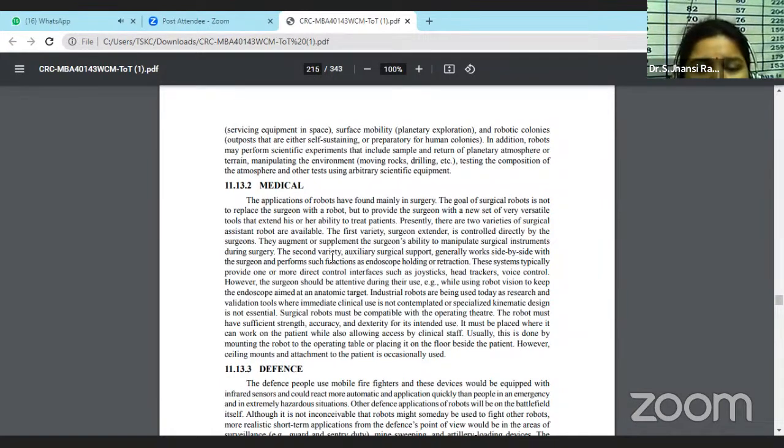And the first variety is the surgeon extender, because it is controlled by the surgeons. There are certain operations or surgeries which are done for hours, even 20 hours. So in that case, as human beings, they feel tired. So in place of that, sometimes they are using robots.